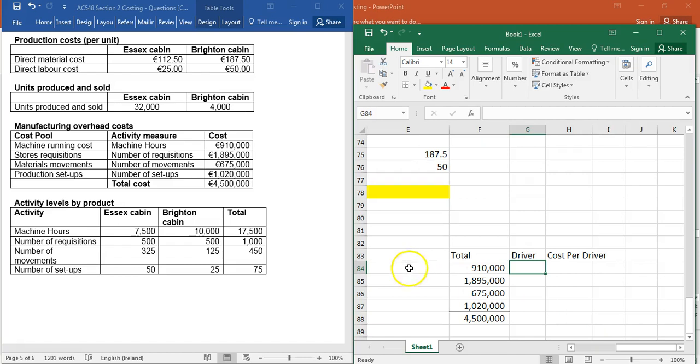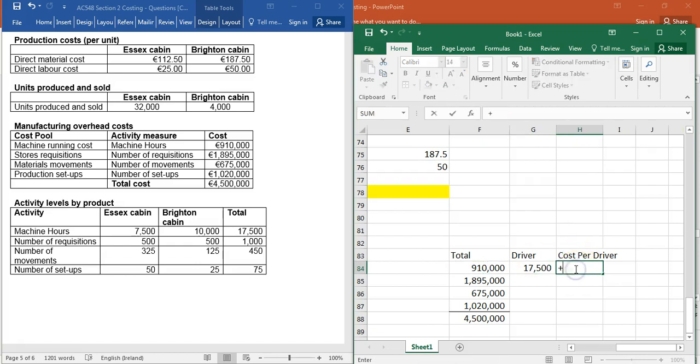So the driver here is machine hours, of which we have 17,500. So that means the cost per machine hour, based on our estimate, you put the cost over the number of hours, is €52 per machine hour. So that's our best estimate of what that cost will be. €52 per machine hour. Here we are looking at the number of store requisitions. So it'll be 1.8 million over 1,000, which is 1,895 per requisition, REQ. Right, so we're just interpreting what that means. That's per requisition.